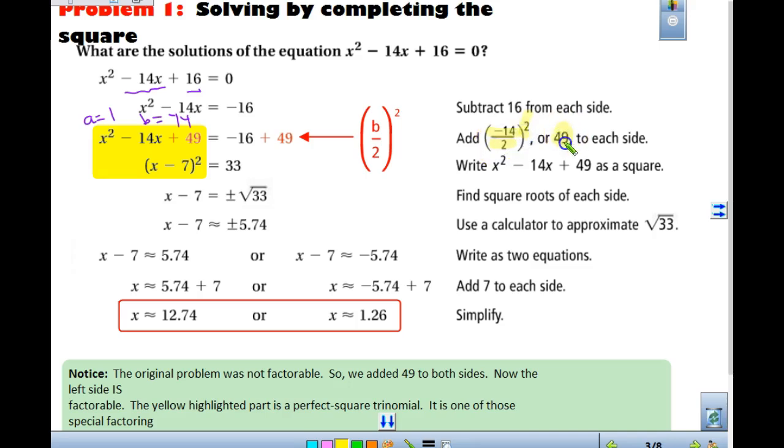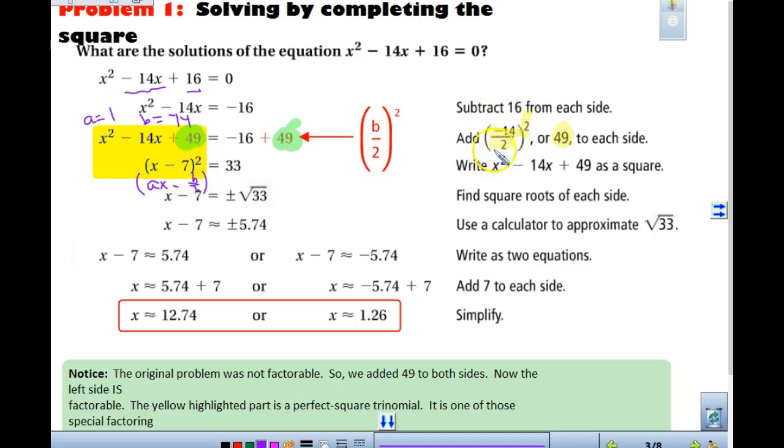Gives us 49. 49 is what we have to add to both sides of our equation. So we add 49 on this side to negative 16, and we add 49 over here. Now, when I look at 49 on this side, what I'm really looking at is doing that factored form, which was the AX, and it's minus this B divided by 2, right? This is B divided by 2. 14 divided by 2 is 7.